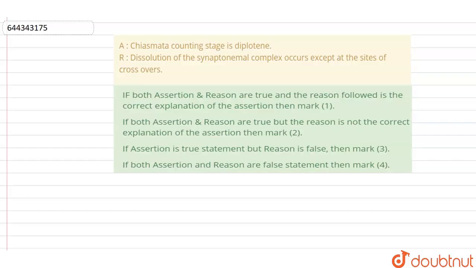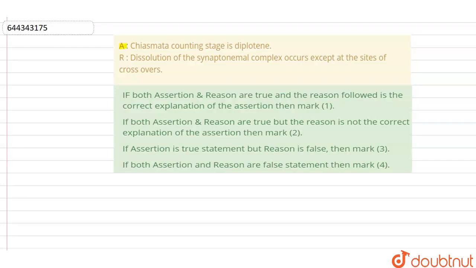Hello everyone, let's do the question. So the question is an assertion-reason type question. There are two statements. The first statement is assertion and the second statement is reason. We have to see whether the assertion and reason are true or not, and whether the reason is the correct explanation of the assertion or not. Now let's solve this question.